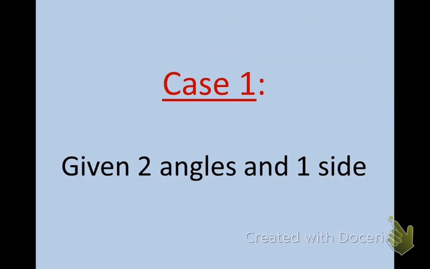All right, let's take a look at case 1. This is given 2 angles and one side. In this case, we don't need it to be a sandwich, and we don't need it to be angle-angle-side or side-angle-angle. It doesn't matter. We just need 2 angles and one side in any combination.